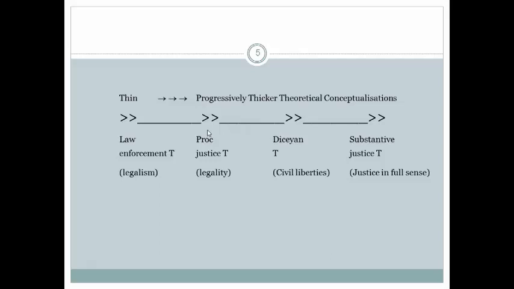Dicey theories focus on civil liberties. So it encompasses legalism, legality, but it seeks to protect civil liberties. And then the last set of theories, the substantive justice set of theories, require compliance or the delivery of justice in the fullest sense in order to comply with the requirements of the rule of law.